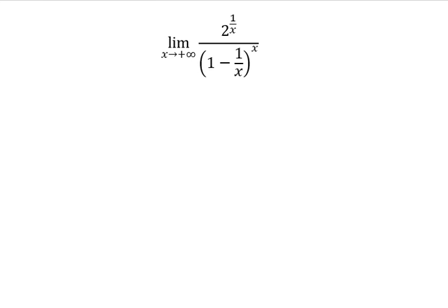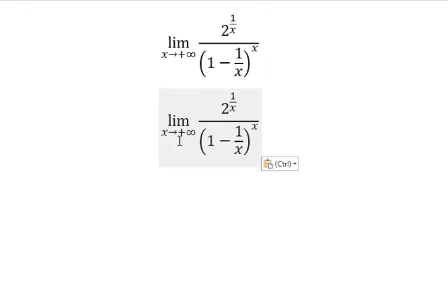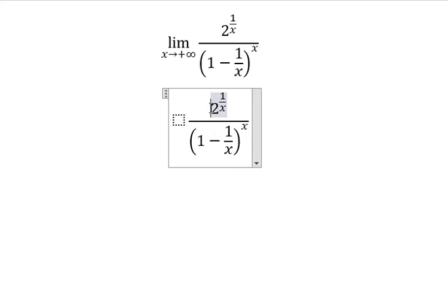So today I want to talk about calculus. The topic today is about limit. So now I want to show you how to answer. For this one I can put the limit go here and here.